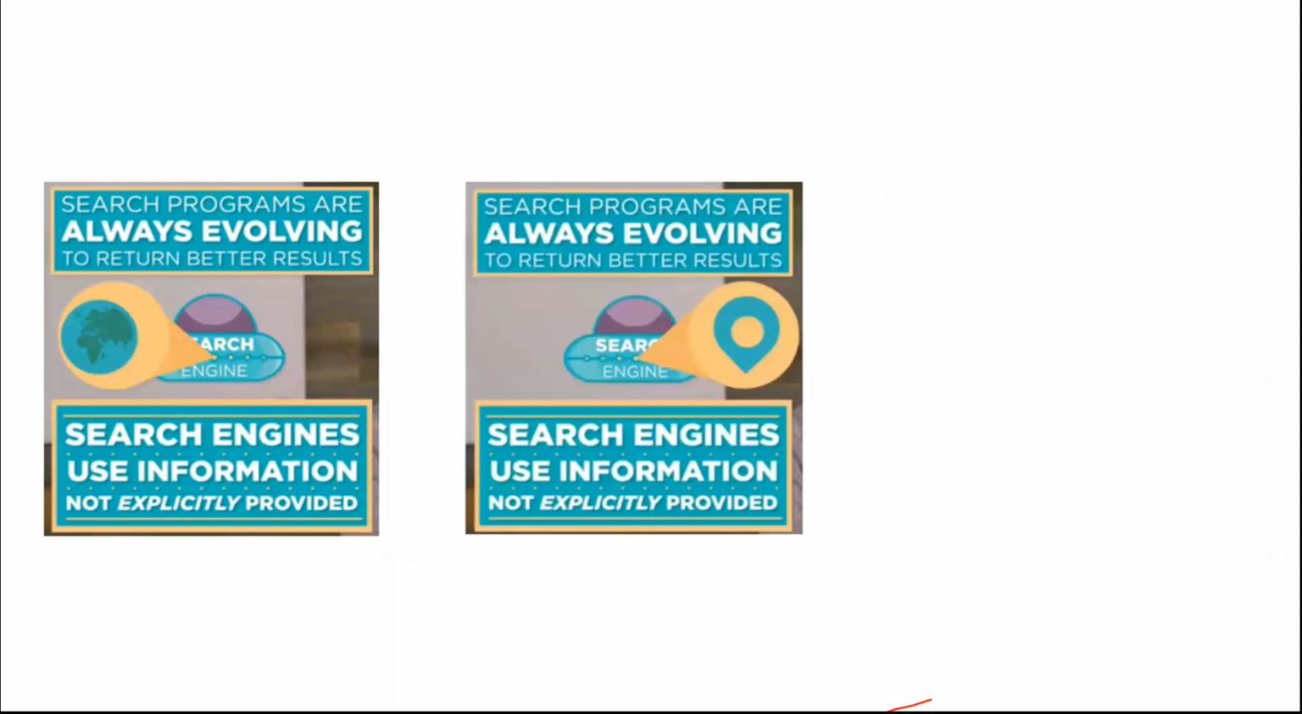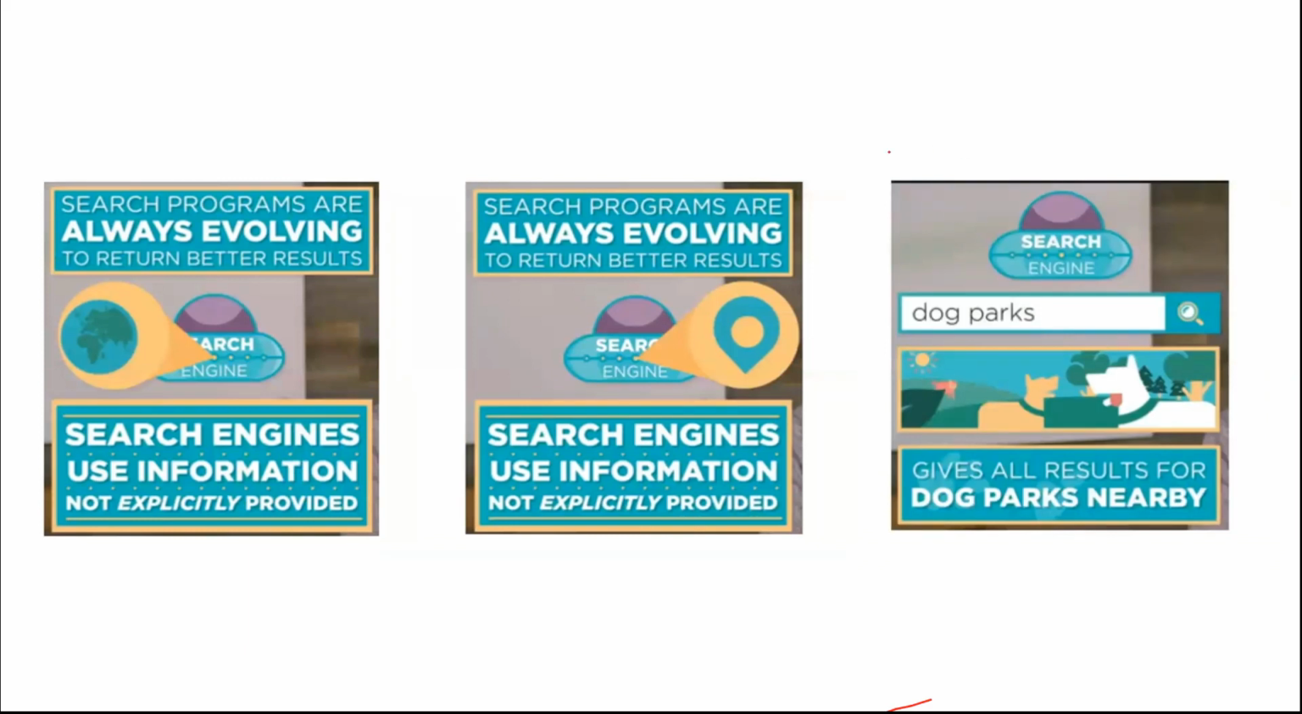Let me show you an example. Suppose you searched for dog parks. You're searching for dog parks, and the result that you get is dog parks nearby. From where did this nearby come? You never gave your location to the search engine. You never provided them your navigation details, but still they are providing you dog parks nearby.